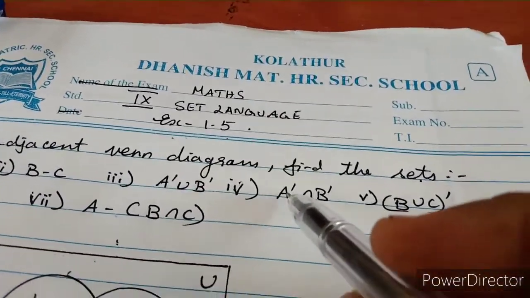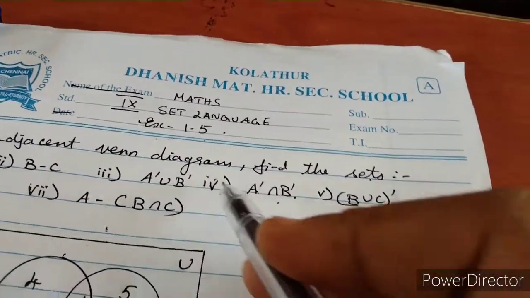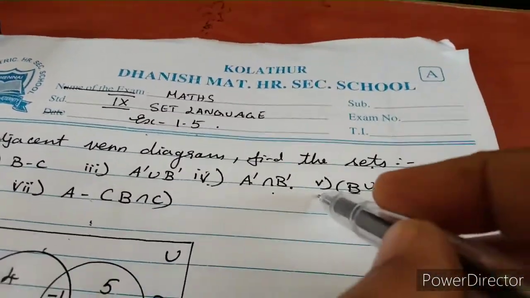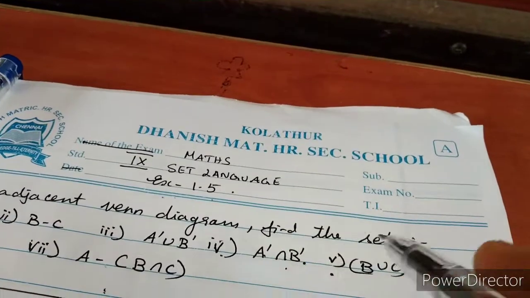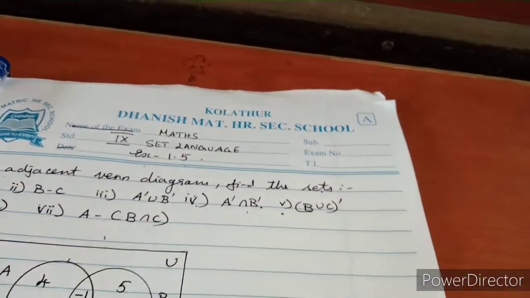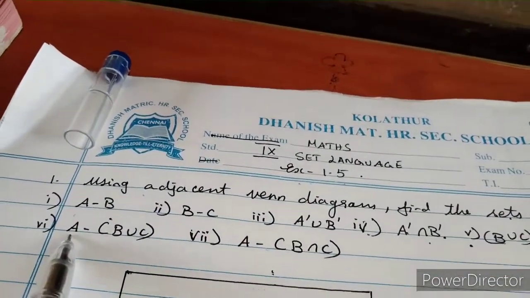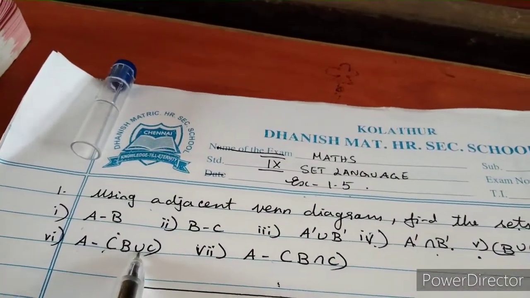Next one is complement of A intersection complement of B. Do it as homework. Even your fifth sum, complement of B union C, is also homework. Now we'll see your sixth sum, that is A minus B union C.